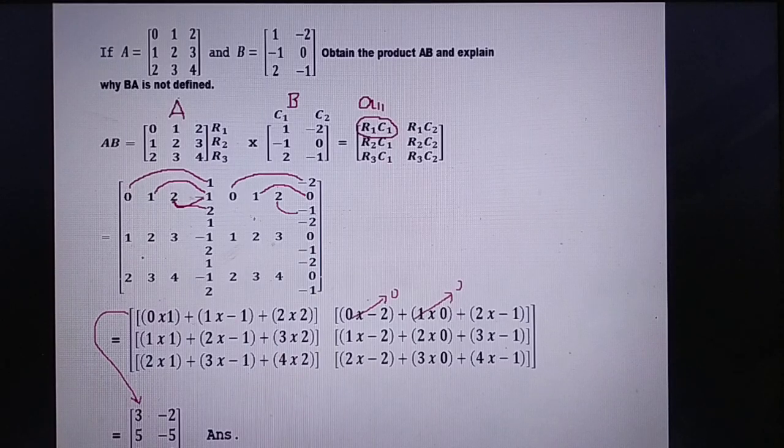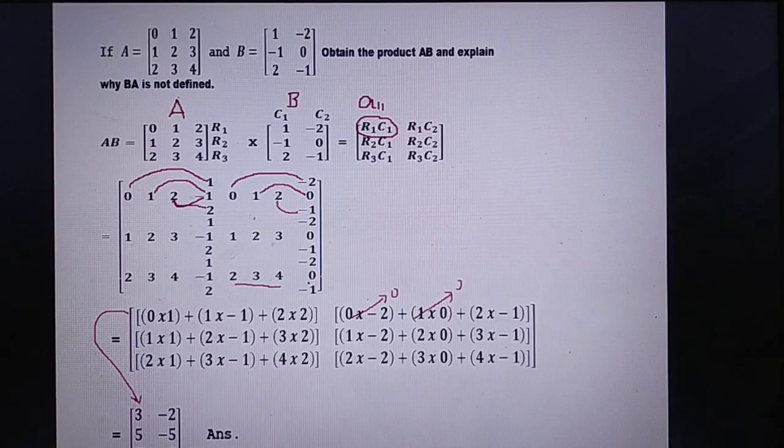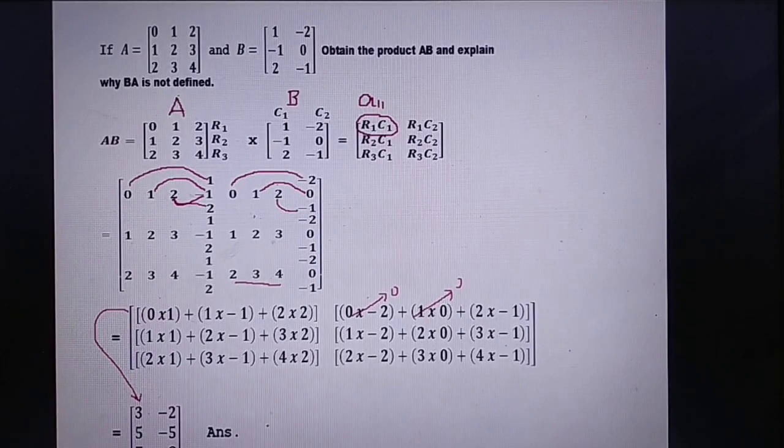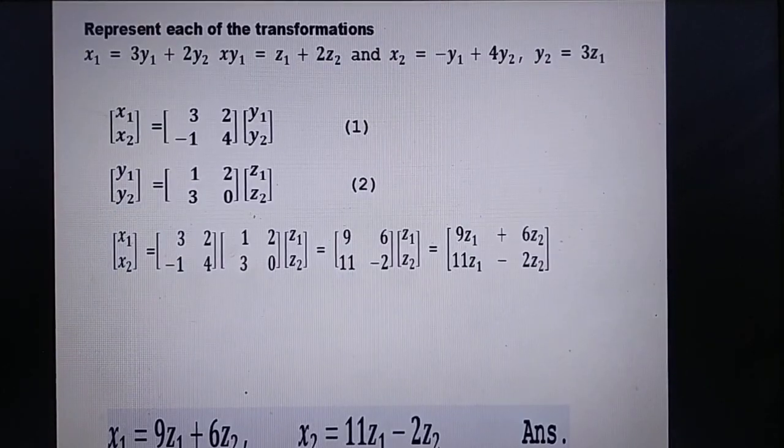So if you try to multiply row 2 to column 1, then row 2 again to column 2, then proceed to row 3 to column 1, and row 3 to column 2, you will get the corresponding results, and this is the final answer. So we have to be careful with the signs and where to multiply the rows to columns. Okay, next example.